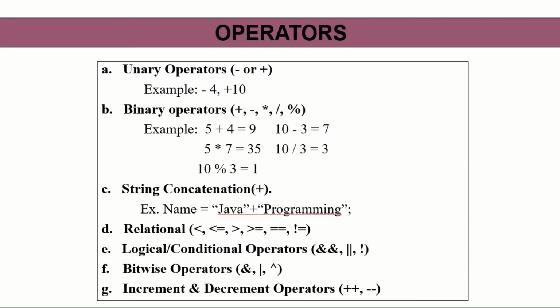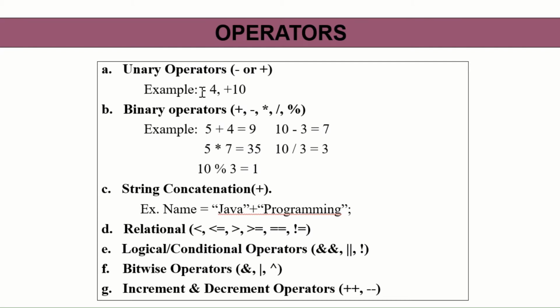These are the different operators used in Java. So we have unary operators, binary operators, string concatenation, relational, logical, conditional operators, bitwise operators, and increment and decrement operators. So with unary operators, these are used to represent a number if it is positive or negative.